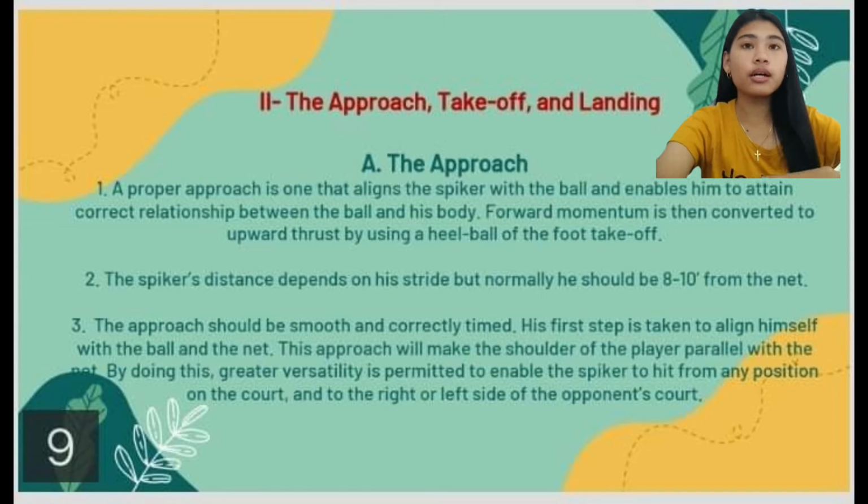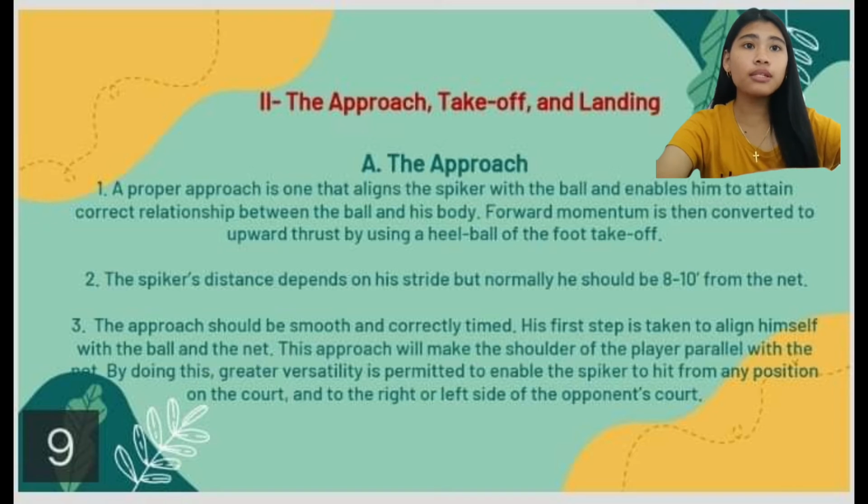The approach. A proper approach is one that aligns the spiker with the ball and enables him to attain the correct relationship between the ball and his body. Forward momentum is then converted to upward thrust by using a heel-ball of the foot takeoff. The spiker's distance depends on his stride, but normally he should be 8 to 10 feet from the net. The approach should be smooth and correctly timed.